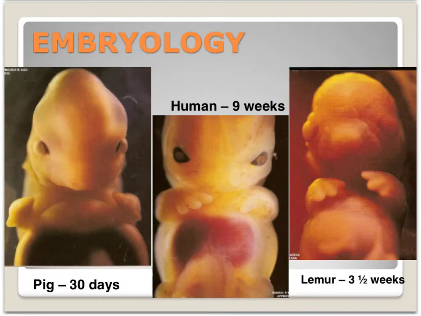These are three pictures. This one is of a pig at 30 days in development. This is a human at 9 weeks, and a lemur at 3.5 weeks. They all look pretty similar to me. Organisms often may look identical for the first few weeks or even months, again suggesting this common ancestry.